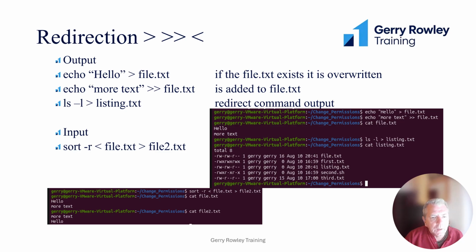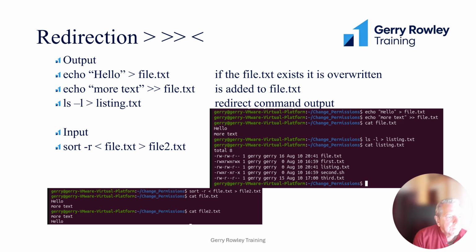Another use for redirection is when I do the list files in long form, rather than displaying from the screen on the third line, I'm adding it to a file called listing.txt. This could be quite useful if you wanted to hold the contents of a command and process it later. And cat listing.txt shows what would have been shown on the screen. It's been added to a file.